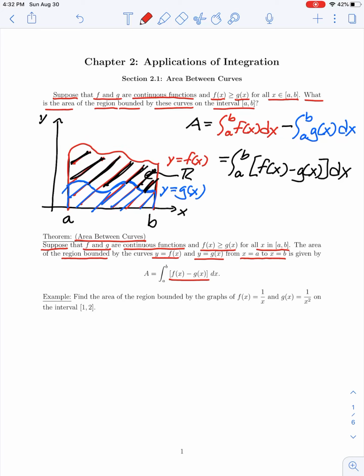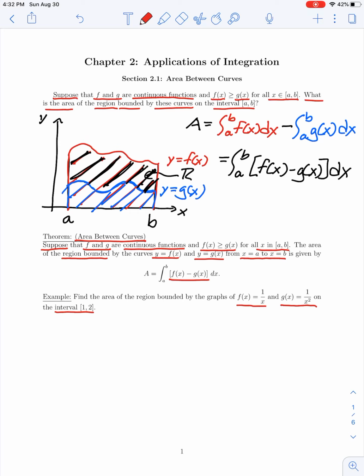So now that we have this formula, let's look at a few examples making use of this. So in our first problem, we are asked to find the area of the region bounded by the graphs of f of x, which is 1 over x, and g of x, which is 1 over x squared, on the interval from 1 to 2.